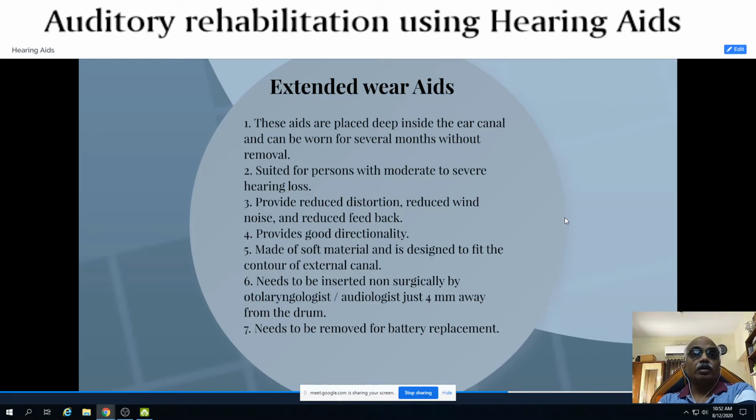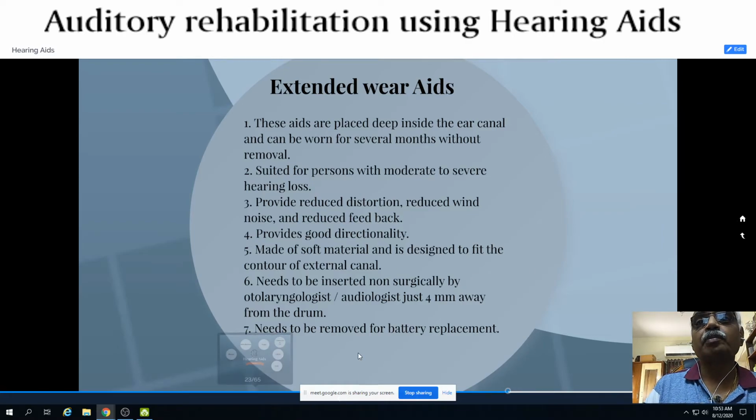The major problem is it needs to be inserted by a trained person, an ENT surgeon or audiologist, using a special inserter or introducer. It can be worn continuously for a period of 3 to 6 months, and if the battery gets worn out, the hearing aid needs to be removed and the battery replaced. Again, they need to constantly visit the surgeon or audiologist even for battery replacement. So that is a problem with extended wear hearing aids.